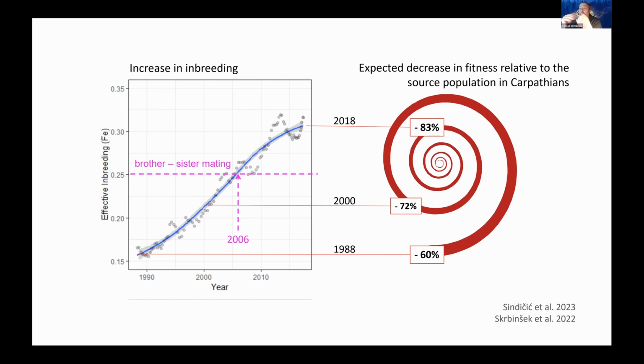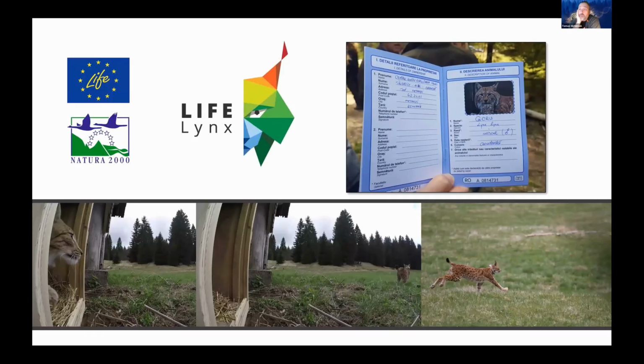We showed that the population was edging into an extinction vortex, heading into extinction, and basically these results, which we published, okay, I have the date wrong here, it was published in 2013. These results were critical to get political support for action. And we did act. We started a large population reinforcement project, LYNX, through LIFE funds.